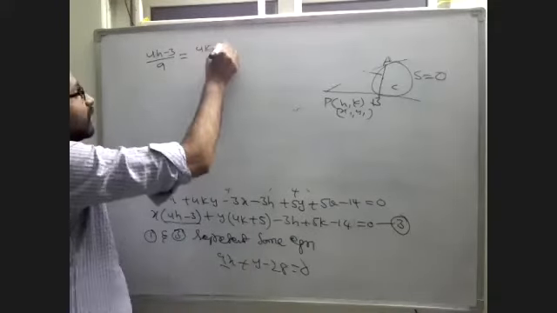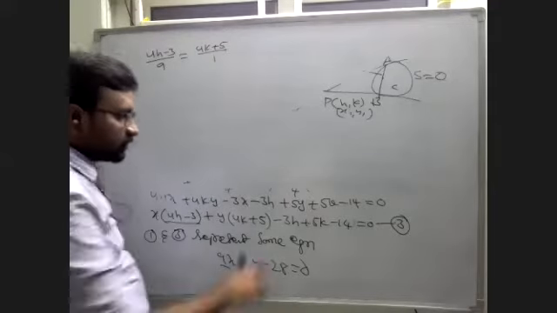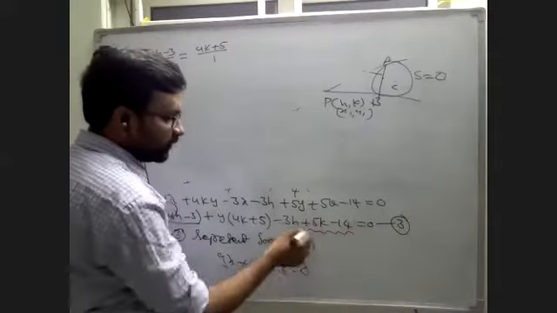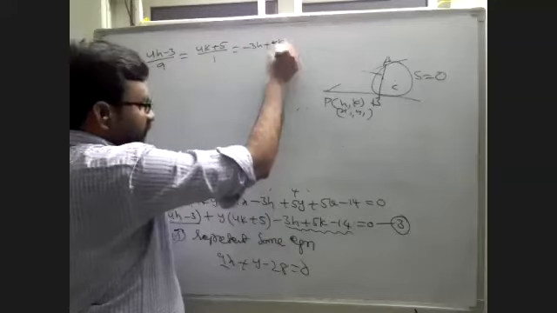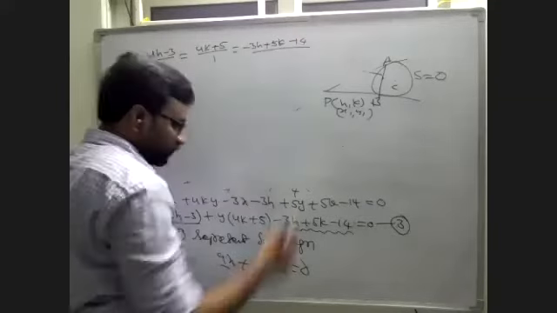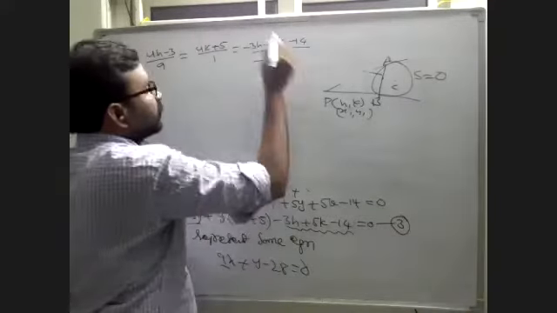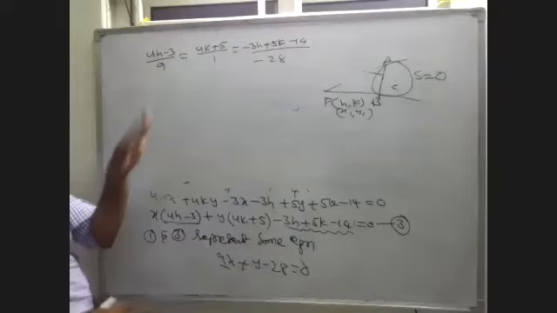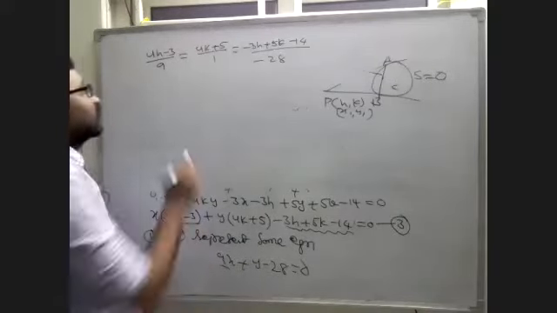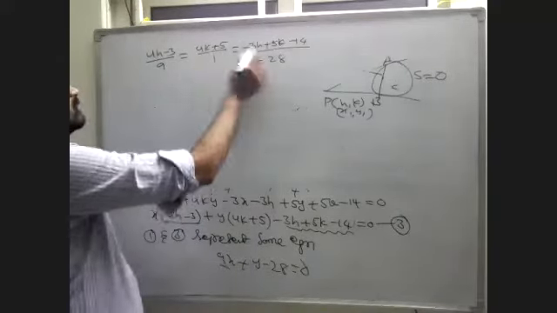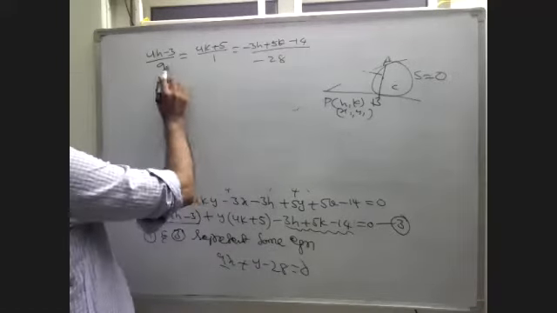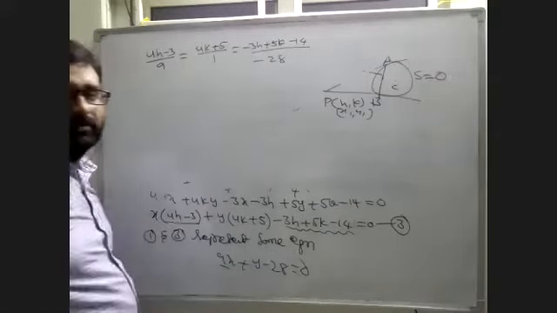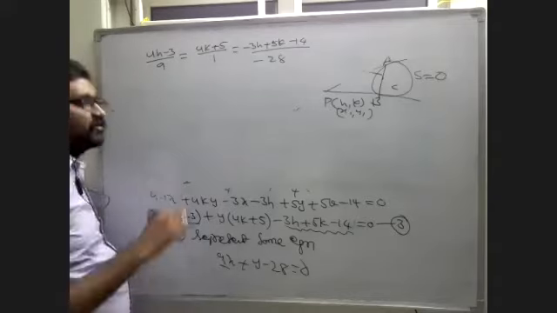4k plus 5 by y coefficient is 1. And c1 by c2, this total term is c. So minus 3h plus 5k minus 14 by what is c2? Minus 28. Now equating two equations, you will get the solution. Equate this or this, whatever it is, you can equate. Now I am equating this and this and this and this. Then let us see what we will get.